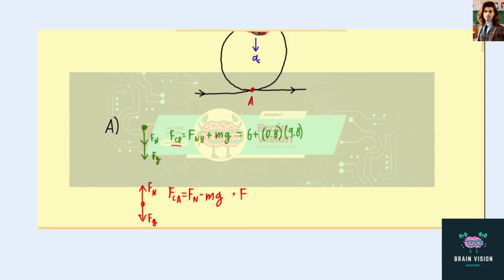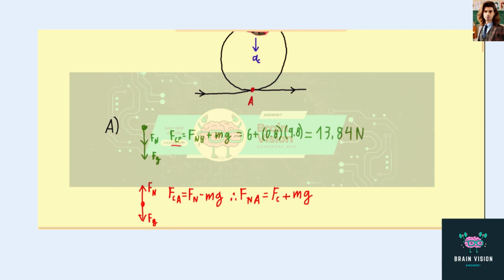So the normal force at point A is equal to the centripetal force plus the force of gravity. So let's use a calculator to find the centripetal force. And that gives us 13.84 newtons.